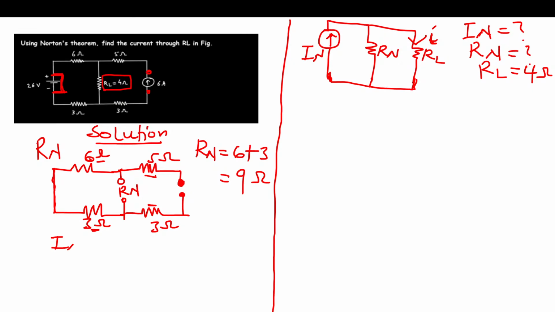Now the next thing to do is to find In. To be able to find your In, Norton is saying we should take away the load resistor and then put the In there and then solve for it using KVL or any other technique that would be able to help us find our In. So the next thing to do is I'm going to redraw my circuit and then put the In, that's the Norton short circuit current, where my load resistor was. So I'm going to draw it again.